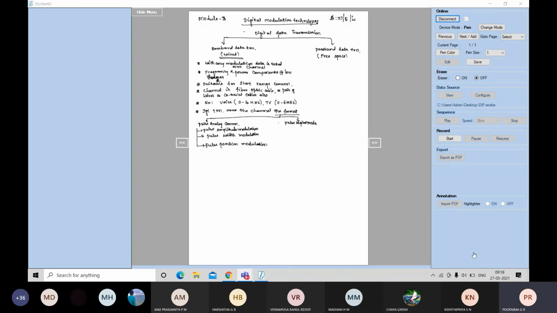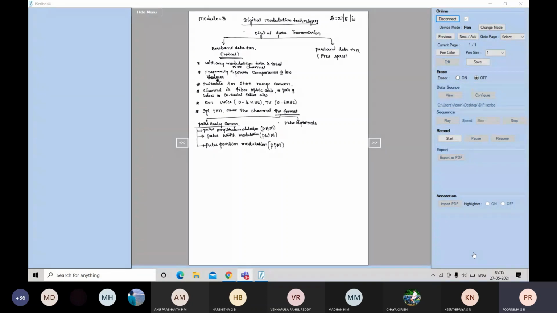Hello. Ah, ma'am. Visible? Okay. So pulse digital modulation. In this pulse analog communication, we can go for pulse amplitude modulation, pulse width modulation, and then pulse position modulation. So these are the three different modulations we can make use in the baseband data transmission. Means pulse amplitude modulation means amplitudes of the pulses you are going to vary. Pulse width modulation, these are all the modulation techniques.